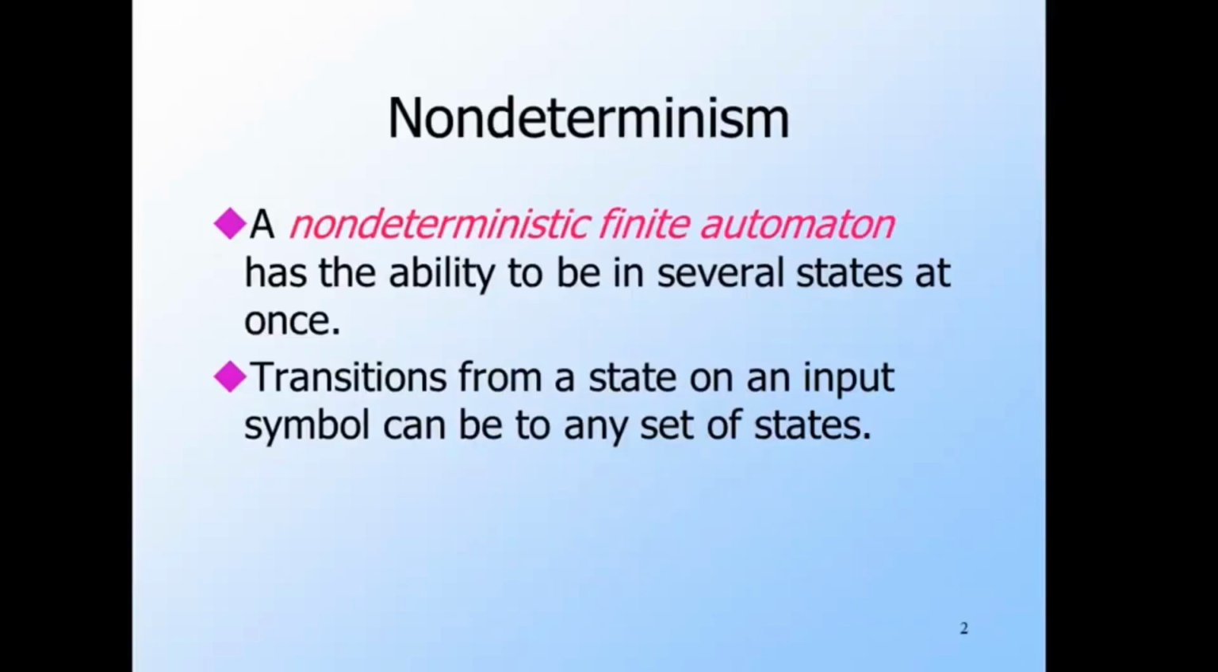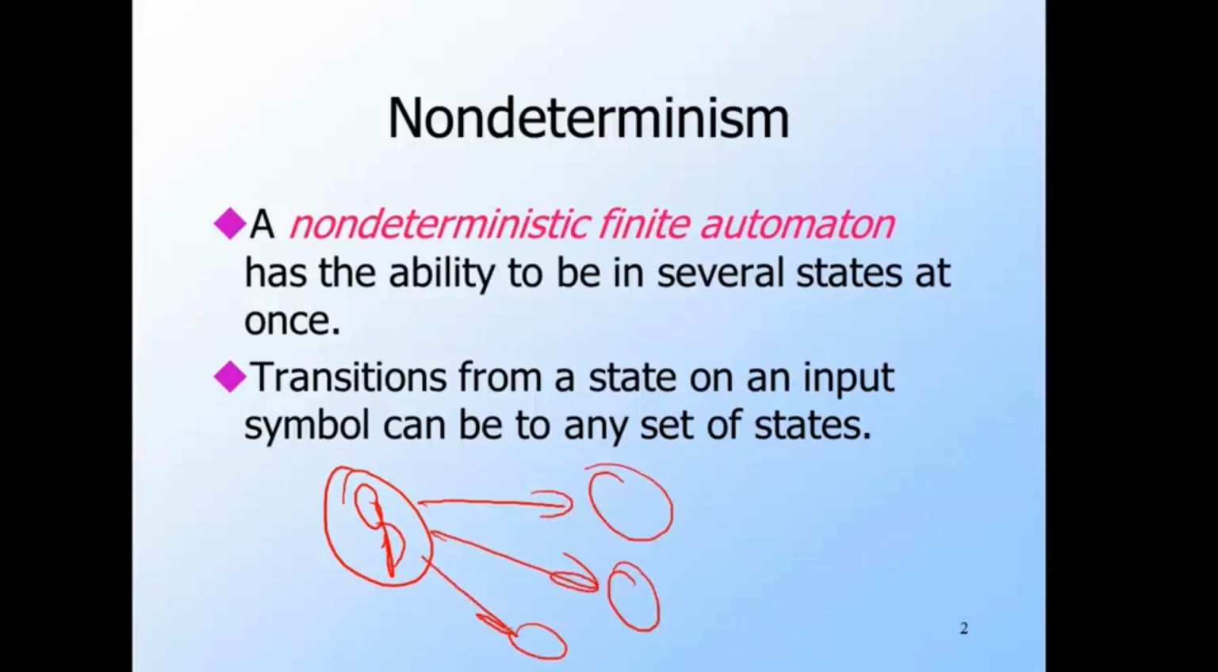A nondeterministic automaton has the ability to be in several states at once. A transition in a nondeterministic automaton is from some state, say Q, on an input, say A, it can go to several different states. So we can have several transitions all labeled A. And this is the thing that allows the automaton to, in a sense, guess, to be nondeterministic. It can go from state Q to really any of these states, and therefore it actually goes to all of those states at once.